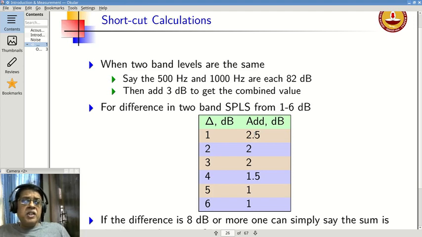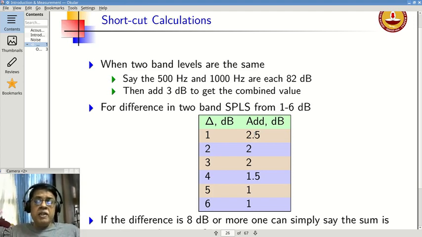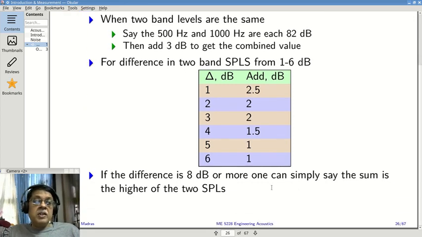Up to about 6 dB, a 1 dB difference adds about 2.5, and a 2 or 3 dB difference adds about 2 dB. A 4 dB difference adds about 1.5, and 5 and 6 dB differences add effectively 1 dB. Now if the difference is 8 dB or more, say 82 and 74, the mathematics simply says 82 plus 74 is 82. Remember this is a log scale; the dB levels are being added, therefore one can simply say the sum is the higher of the two SPLs. So anything more than 10 dB, the same applies.